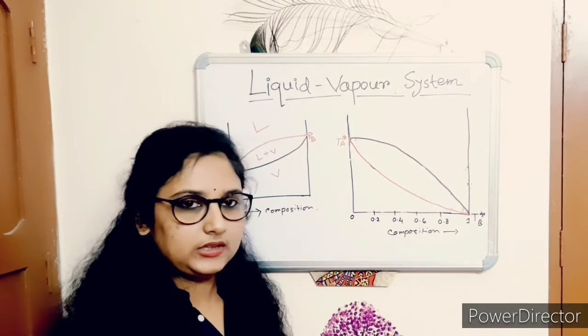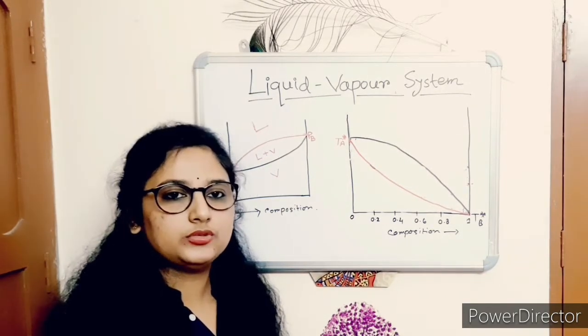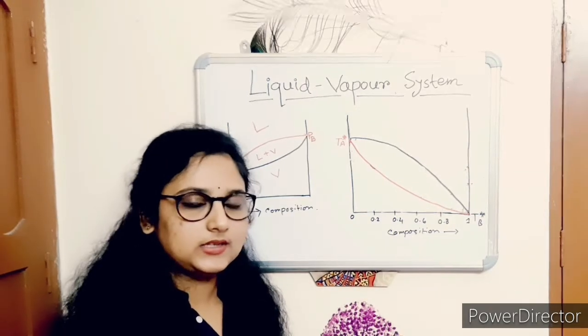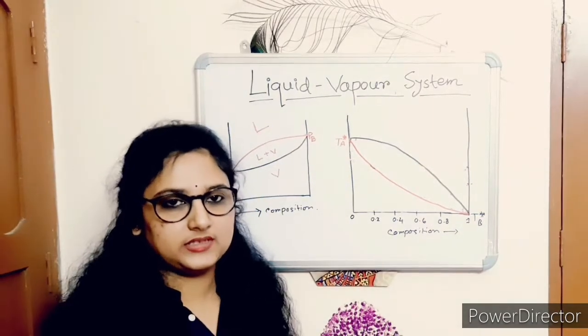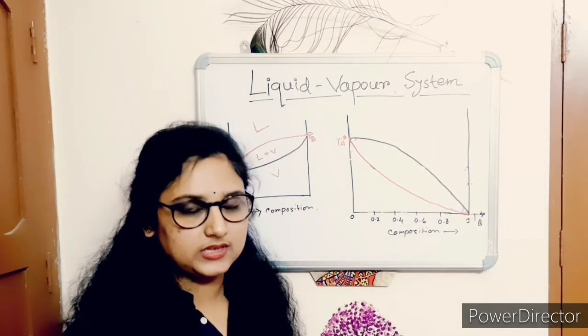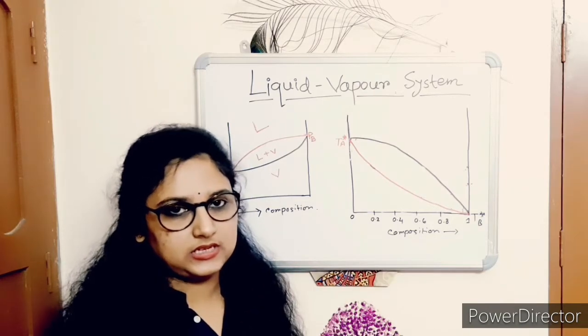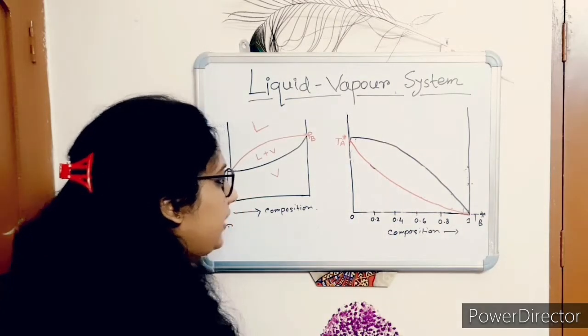There are many other processes available to separate two miscible liquids, but out of them one process is the distillation process. By using this phase diagram you can explain what the distillation process is, and my aim today is to clarify this distillation process. Now focus on this phase diagram.